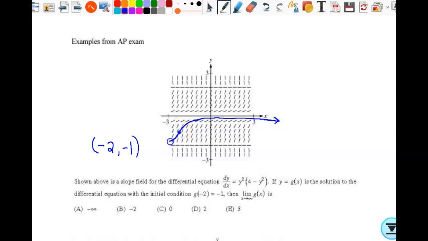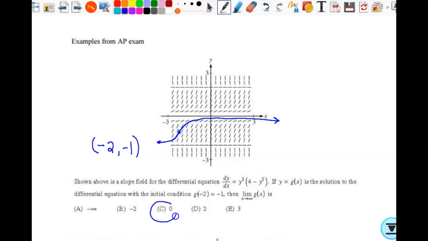Here. And guys, it won't cross over a horizontal asymptote. It also won't cross over a discontinuity. The solution to a differential equation will be a function. So guys, looking at this sketch of our solution curve, what is the limit as x goes to infinity?